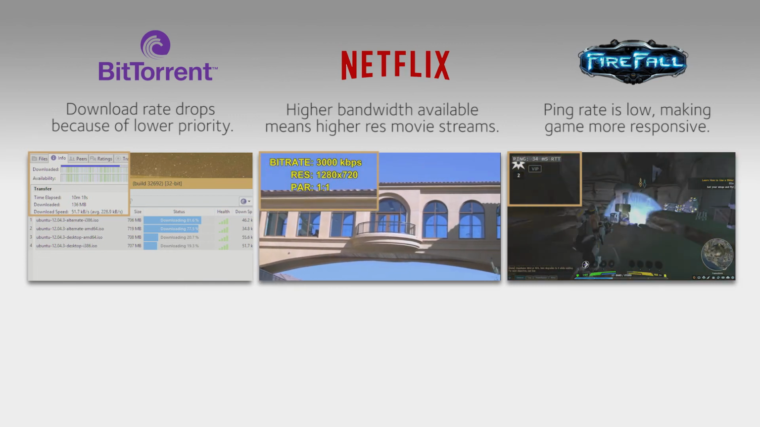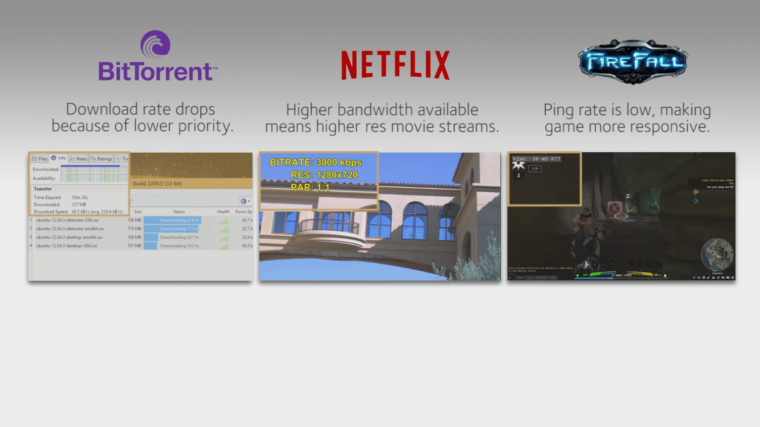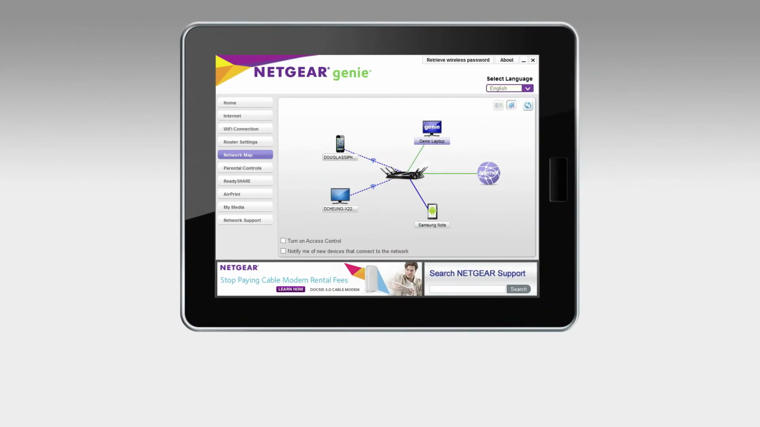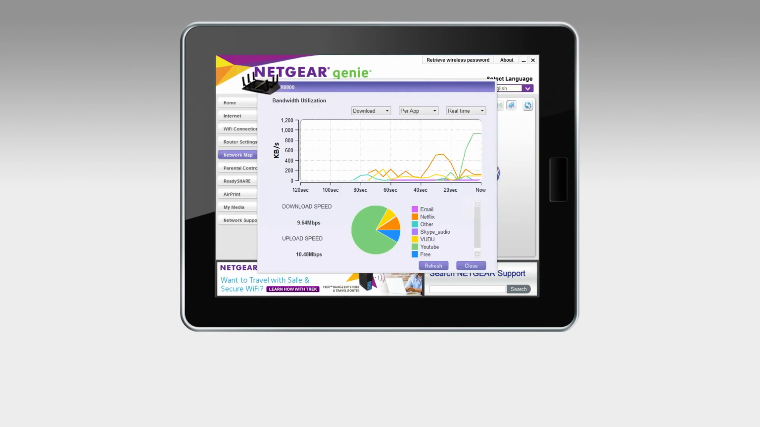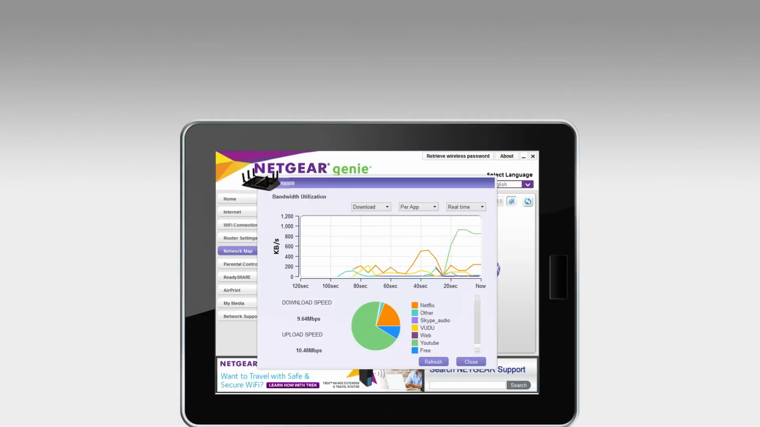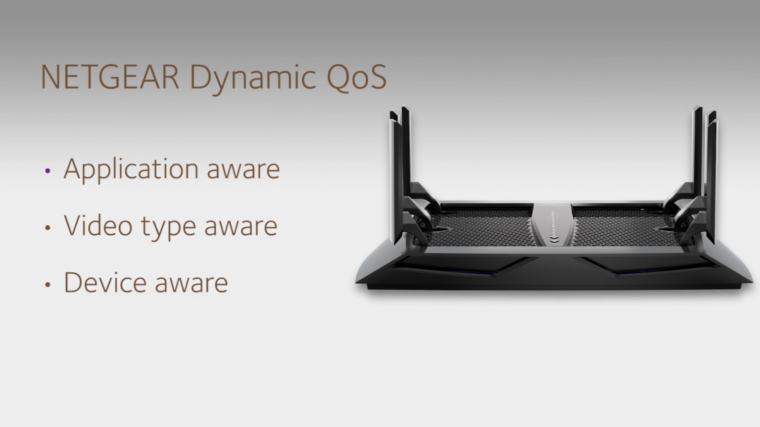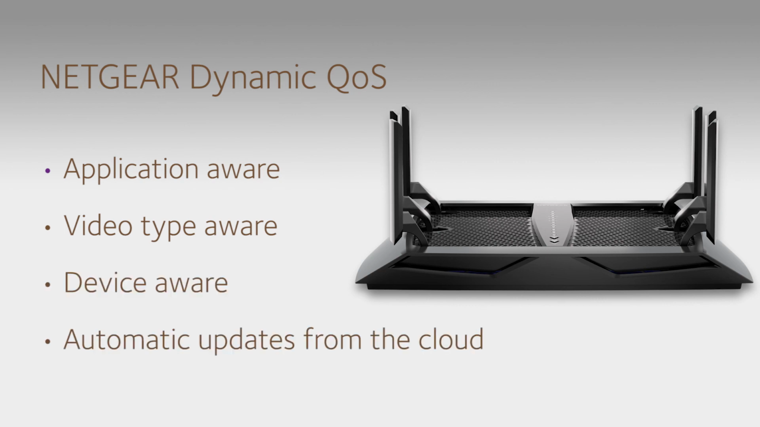There's no setup or user configuration required. You can also monitor your network traffic from your mobile device. View your bandwidth usage by device or by application. Only NETGEAR Dynamic QoS is application-aware, video-aware, device-aware, and updatable from the cloud.